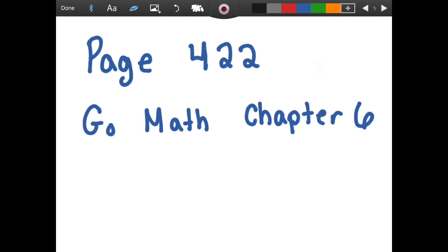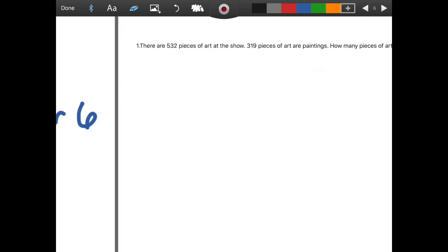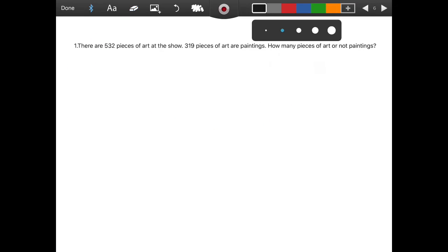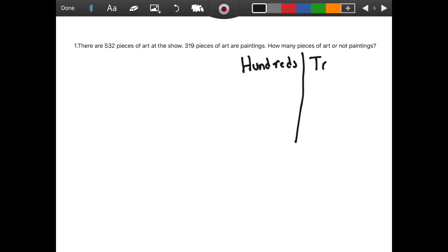So now open up your math books and turn to page 422, Go Math Chapter 6. We're going to work on those 2 problems together. So we're all going to make a hundreds, tens, and ones chart. Nice and quick, hundreds, tens, and ones chart. And then we're going to read the problem.